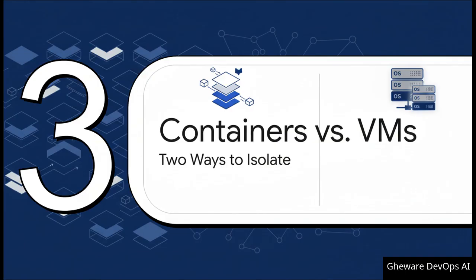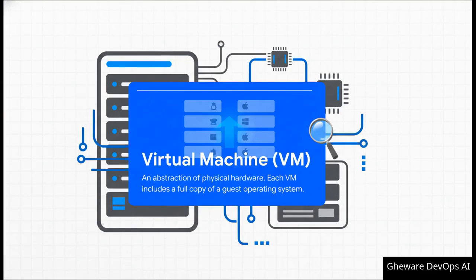Let's break it down. Think of a virtual machine, or a VM, as a complete computer, but in software. It basically takes one powerful physical server and slices it up into several smaller, independent virtual computers. And the key thing here is that each of those VMs has to run its own entire operating system, its own kernel, its own files, the whole shebang.